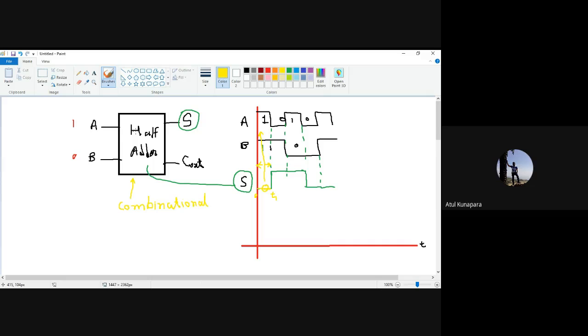That's it. And that is why the output of the circuit will only depend on the present state of the input signals. It does not depend on the previous output of the circuit, or you can say previous input of the circuit. And that is why it is called a combinational circuit, and there is no memory role involved.